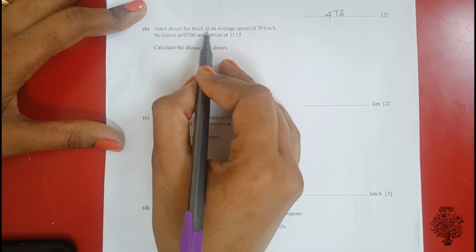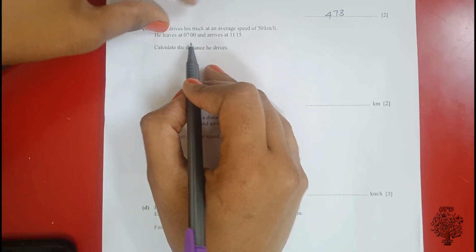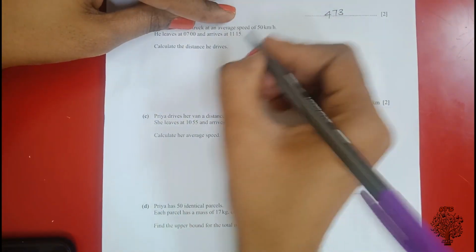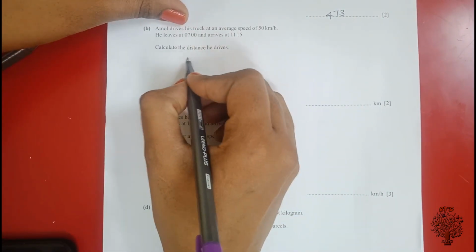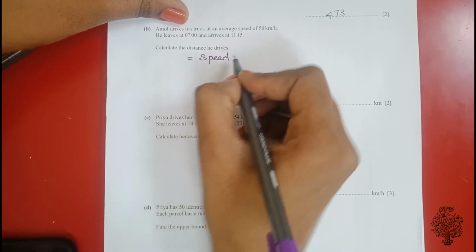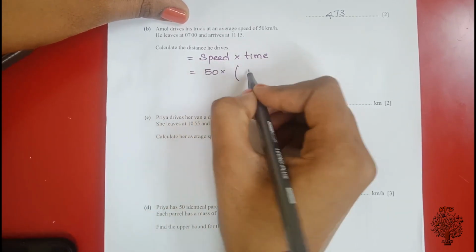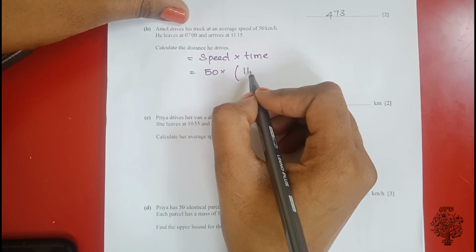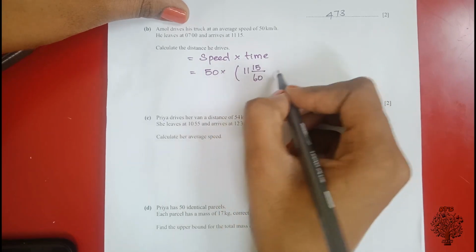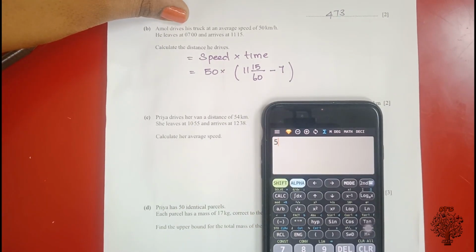Part B. Amol drives his truck at an average speed of 50 kilometers per hour. He leaves at 7 and arrives at 11:15. That means you have to find the time difference. Distance is equal to speed multiplied by time. Speed is 50, and the final time is 11:15. I'm writing it as a fraction because 11 is in hours and 15 is in minutes, so 15 divided by 60, minus 7.